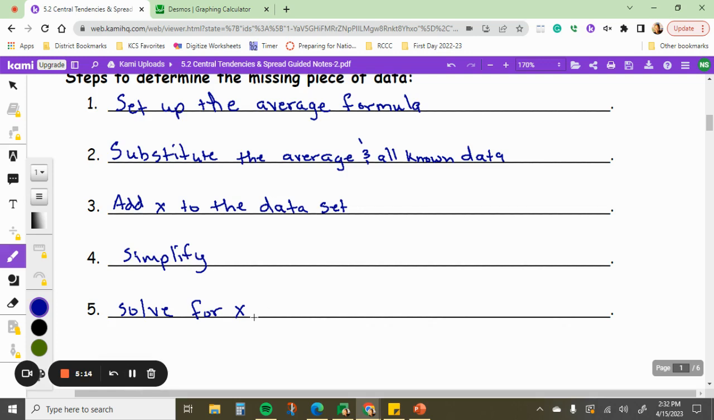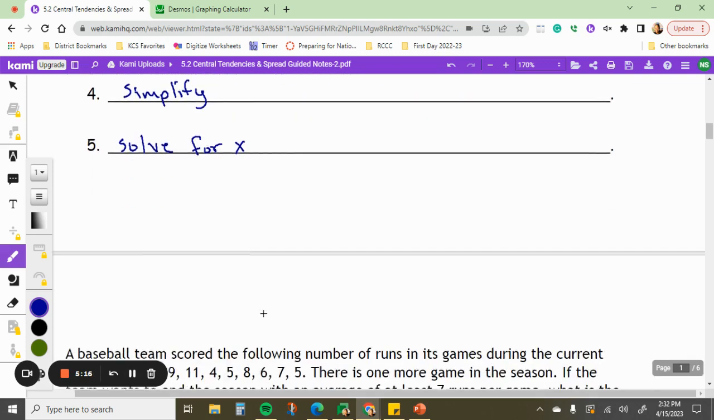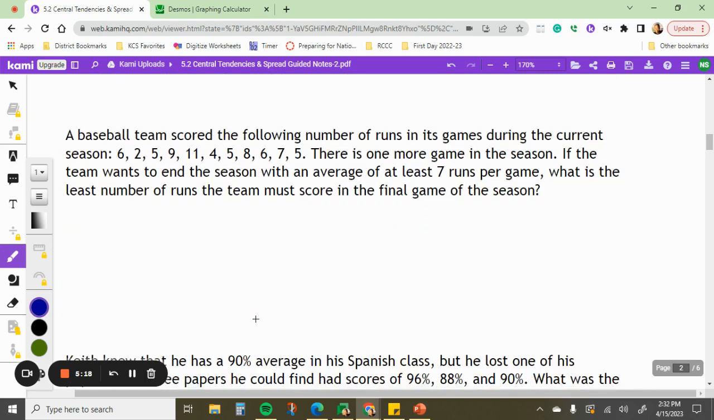Okay, if you have these steps down in your notes, let's look at an example of finding a missing value. So we have a baseball team that scored the following number of runs in its games during the current season: 6, 2, 5, 9, 11, 4, 5, 8, 6, 7, 5.